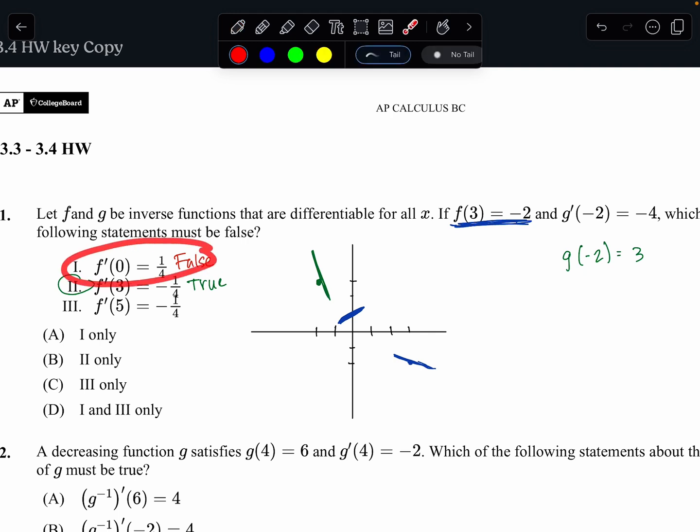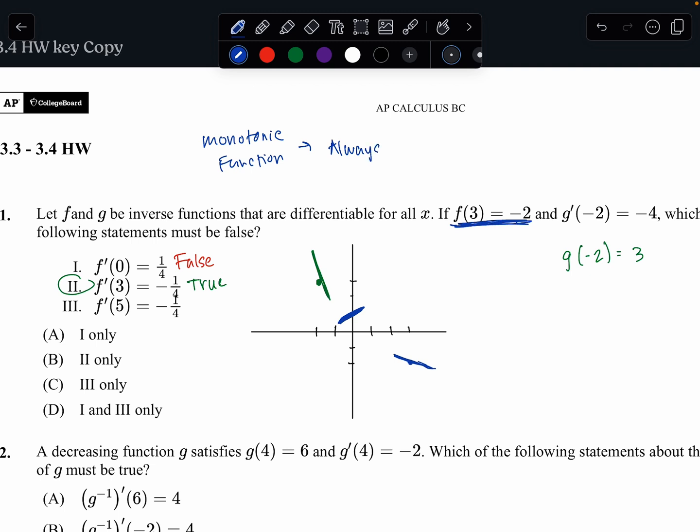This one has to be false because, again, if the graph of f changes from increasing to decreasing, in class we went over a term, we called it monotonic. A monotonic function is always decreasing or increasing, one or the other, but not both. So if a function has positive slope somewhere and negative slope somewhere, that means it is not monotonic. And non-monotonic functions, their inverses are not functions. Okay, so this has to be false.